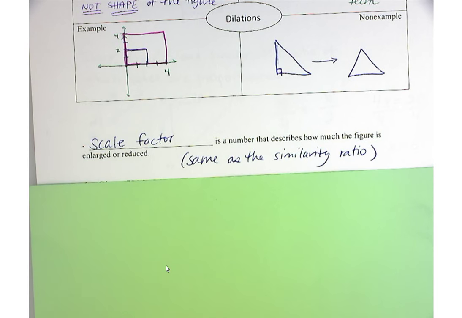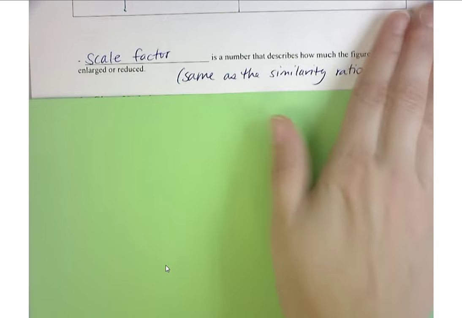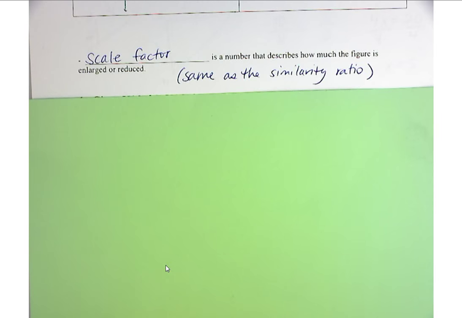So the scale factor is the same as the similarity ratio. It's just called something different when we're dealing with dilations.